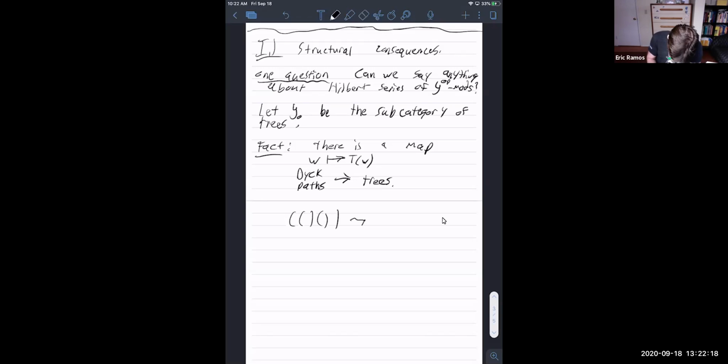So from this Dyck path, you start at a point, I see a left parenthesis, I go up. I see a left parenthesis, I go up. I see a right parenthesis, I go back down. I see a left parenthesis, I go up, and then down and down. Hey, Eric, could you just say what a Dyck path is? Oh, yeah, sorry about that. Just think about the Catalan numbers essentially. A Dyck path is a word comprised of left parentheses and right parentheses in such a way that at no point do you have more right parentheses than left parentheses, and by the end, they even out entirely.